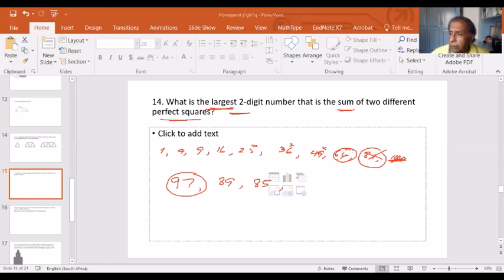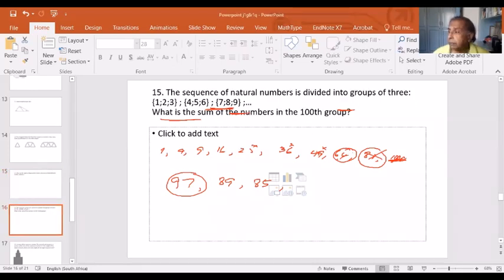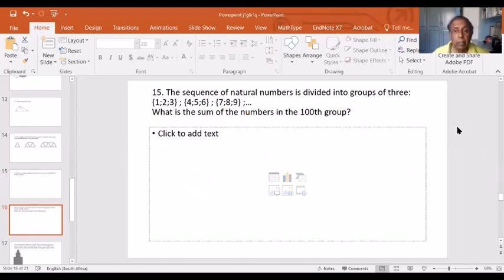Okay, so let's get on to the next problem. It's number 15. Number 15 says the sequence of natural numbers is divided into groups of 3. Well, you can see 1, 2, 3, that's a group of 3. The next group of 3 is that. The next group of 3 is that. And the question is, what is the sum of the numbers in the 100th group?